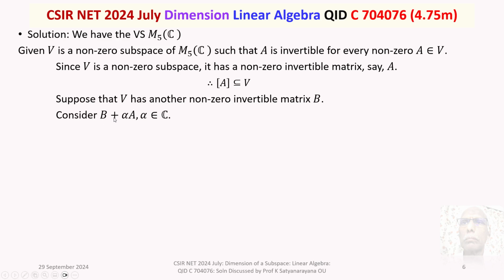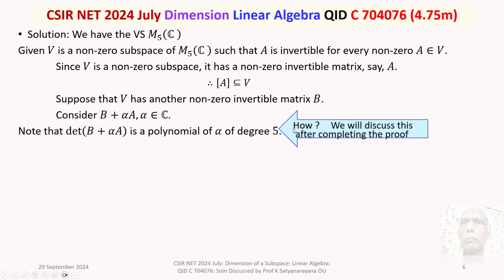Consider B plus alpha A, where alpha is a scalar belonging to the field of complex numbers. Now, note that the determinant of B plus alpha A is a polynomial in alpha of degree 5, because B and A are 5 by 5 matrices. If you are convinced, it's okay. If you are not convinced, I will provide a proof for that after this. So, accept this.